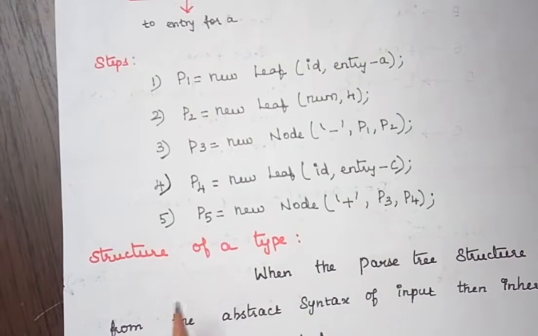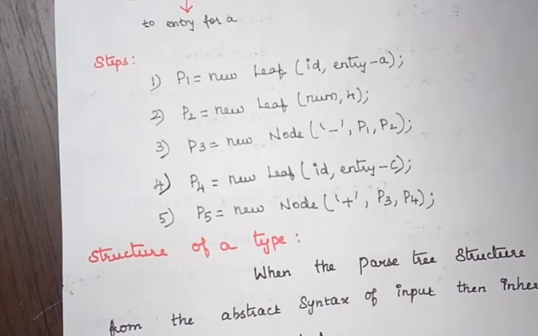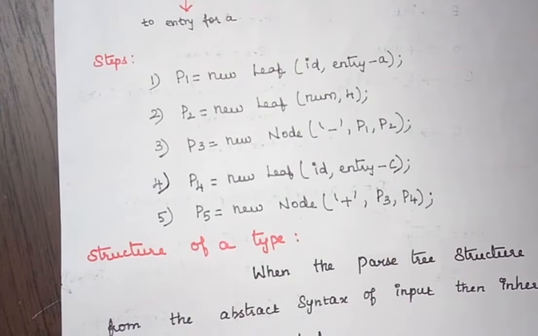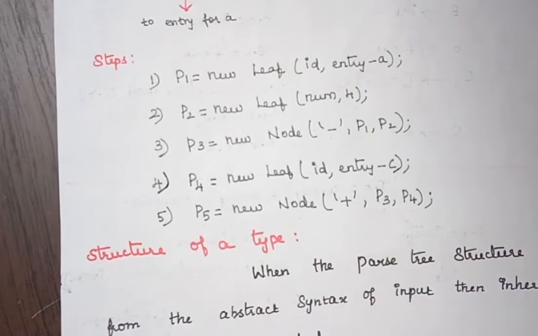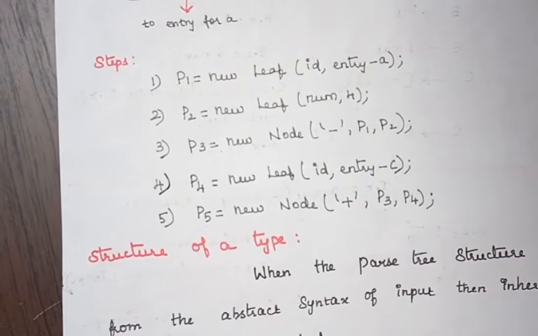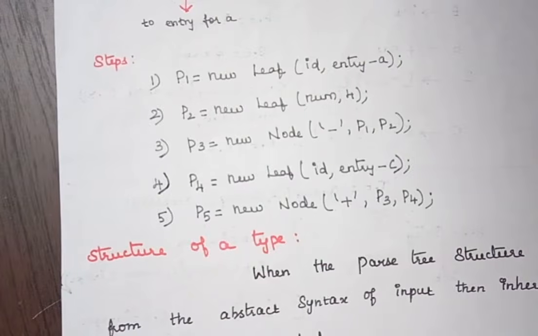When we are going for the structure of a type, that is when the parse tree structure differs from the syntax of input, then we are going to use inherited attributes. So whenever the structure of the parse tree differs from the syntax of the given input, we are going to use the inherited attributes, and these attributes can be used to carry information from one part of the parse tree to another. Here we'll see one more example, where a mismatch in structure is happening and how we are going to use this inherited attribute there.